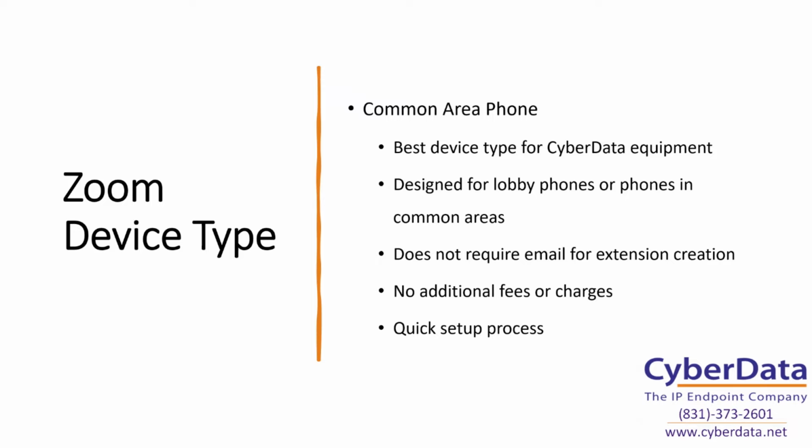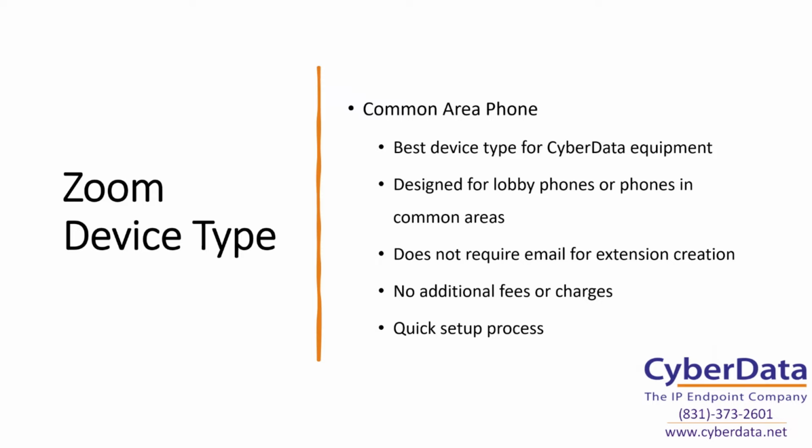Common area phones are designed for phones that anybody can use. They're not really designed for, say, a distinct user, say John's phone or Alan's phone. It's just a lobby phone or a phone literally in a common area. Say you're in a lobby in a hotel and you need to call the front desk, or you're calling and ordering a pizza, what have you. It's those kind of phones where it's not going to be associated with a distinct user. And because it's not associated with a distinct user, it doesn't require an email address to actually create that extension, which is really advantageous for our devices.